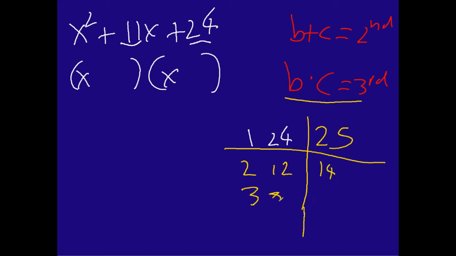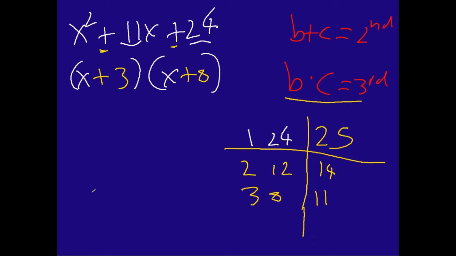Okay, what about 3 and 8? If I do 3 times 8, of course it's 24. But what about 3 plus 8? I get 11. So you can see here that this is my pair. My factors here are going to be x plus 3 and x plus 8. Now why is it plus? Because all I have are plus signs in my original trinomial, so it's very clear and simple.